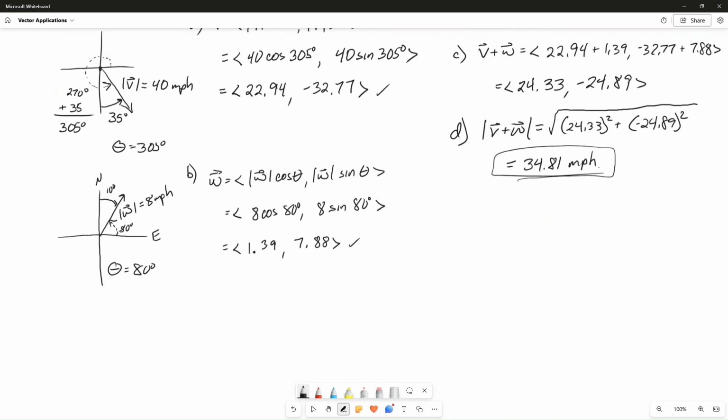And so we know that to find the angle for a vector, we're going to use the tangent of theta is equal to b over a. In this case, the b is our vertical component, so that's that negative 24.89, and a is the horizontal component, that's that 24.33. So the tangent of theta is going to be negative 24.89 divided by 24.33. That's obviously not a nice unit circle value, so we're going to have to convert this to an inverse tangent.